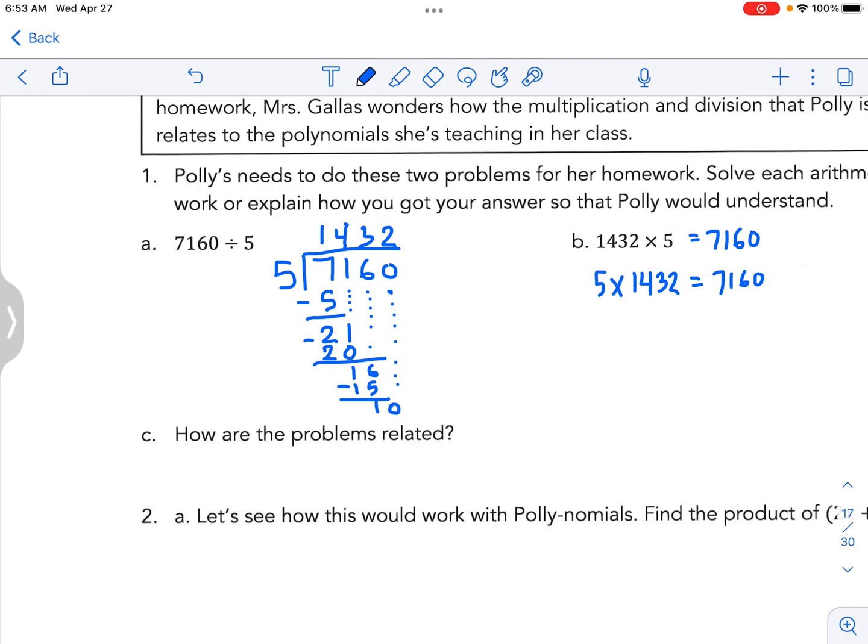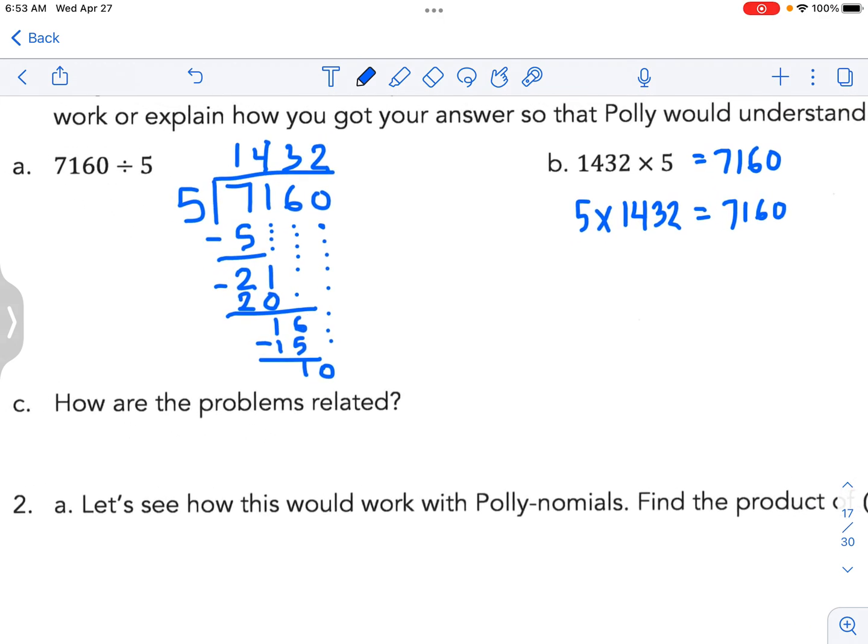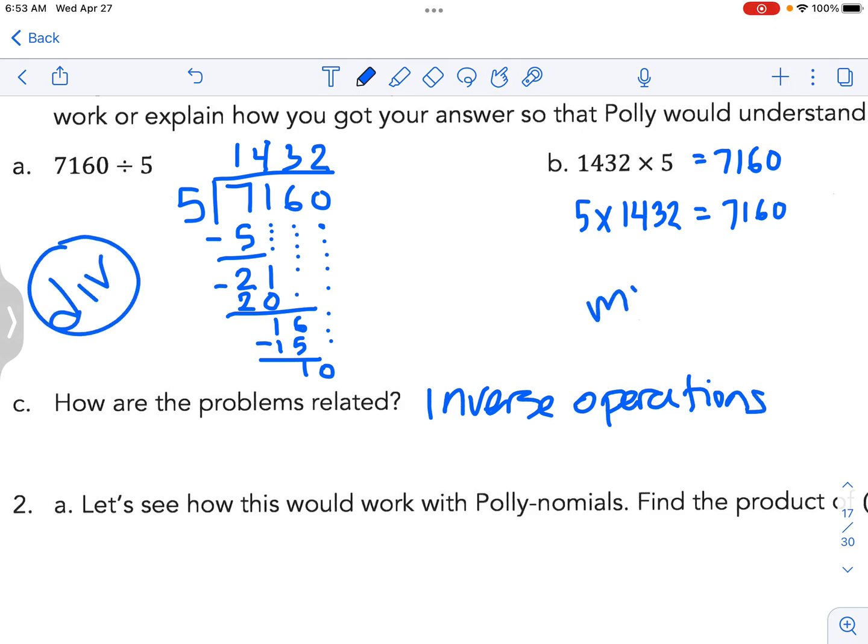Okay, so how are these problems related? Well, they're inverse operations. This is division. This is multiplication. One undoes the other. So we would call those inverse operations.